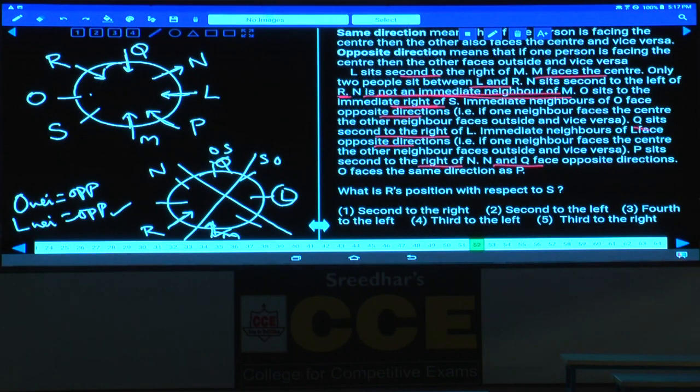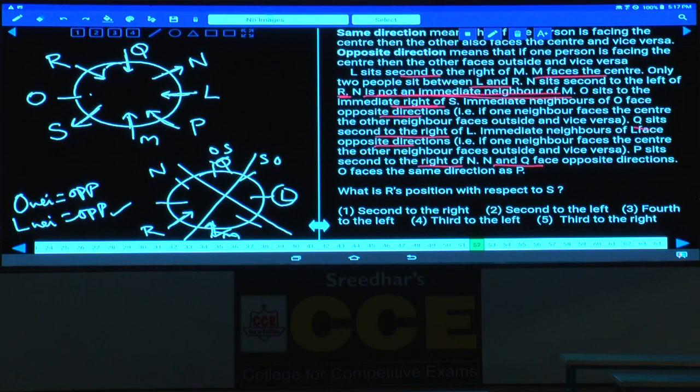O sits to the immediate right of S. As O is to the immediate right of S, S must be away from the center, isn't it? Then only O is to the immediate right of S. O's neighbors face opposite directions, S is away, R is inward. O's neighbors are opposite. Then what is other information here?